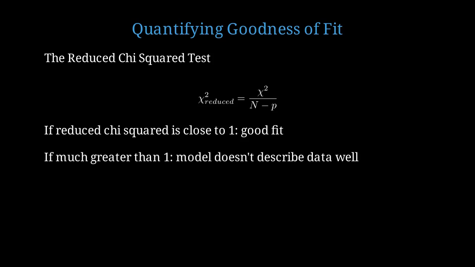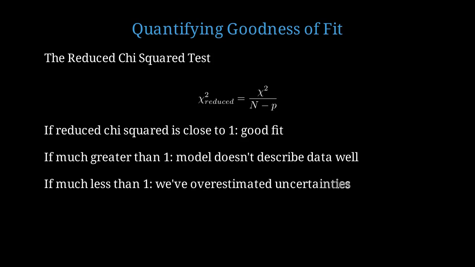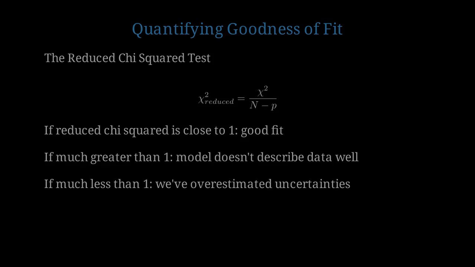Either our model is wrong or we've underestimated our uncertainties. If it's much less than 1, we've likely overestimated our measurement uncertainties.